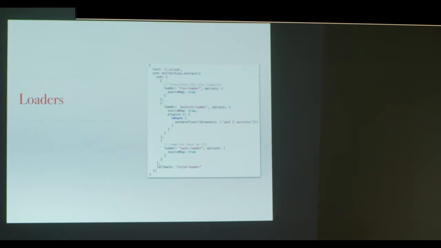So we start with a Sass file. Our Sass loader turns it into CSS. Our PostCSS loader does some things on it to fix the browser prefixes. And then the CSS loader takes over and gives it to Webpack and says, okay, this is a CSS file, so that Webpack knows how to handle it.